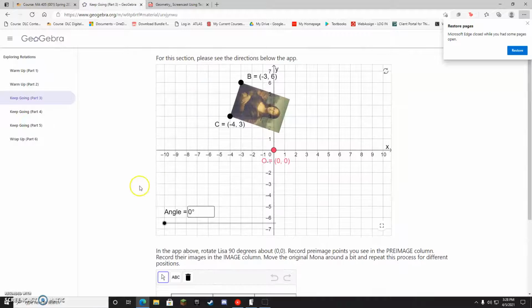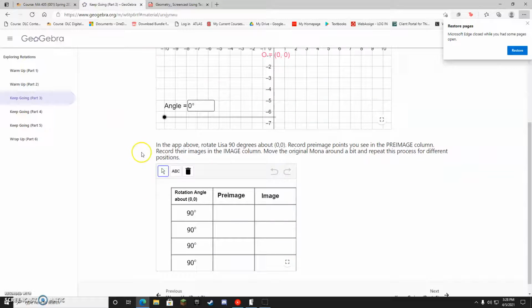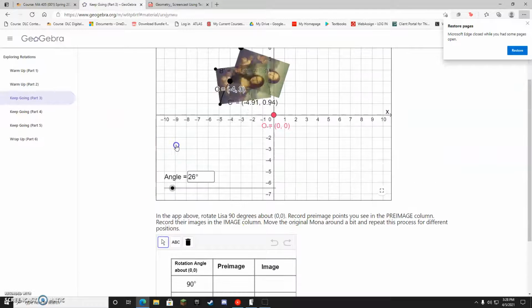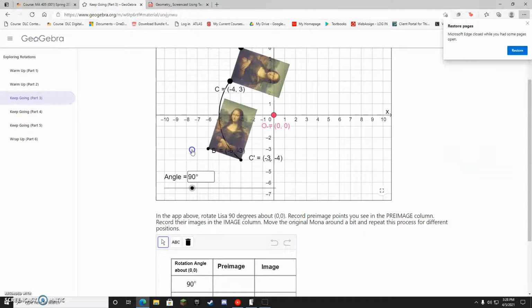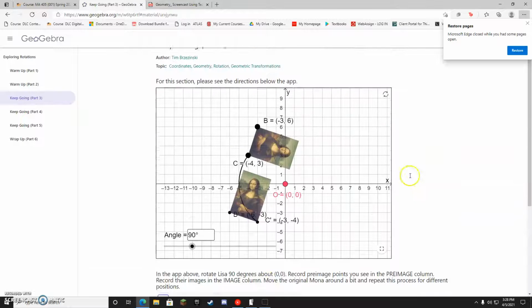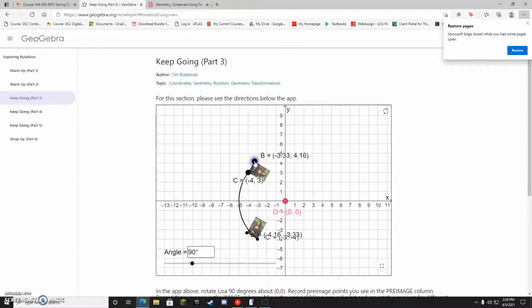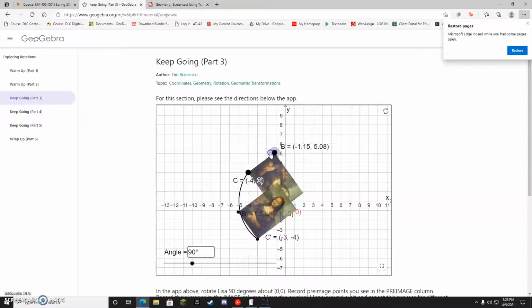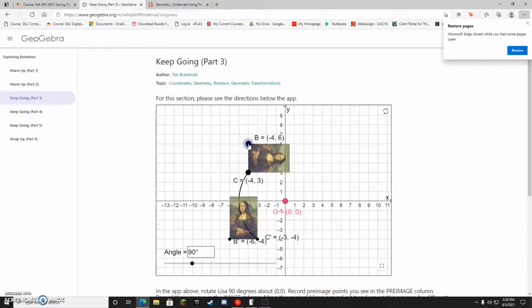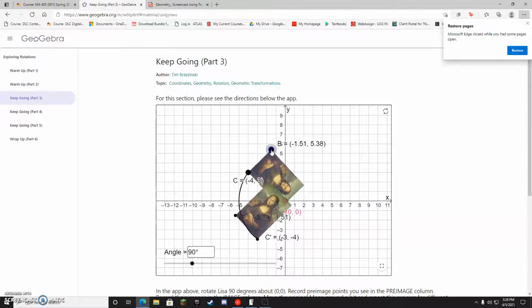So in this one, you have to look at the directions. It asks you to rotate at 90, and then record the pre-image points you see in the pre-image column, and then record the images in the image column. So in this one, you want to basically test out how different pre-images and images work out when it's a 90-degree rotation. So the best thing for students to do is to make the pre-image whole number coordinates instead of these weird ones right here.